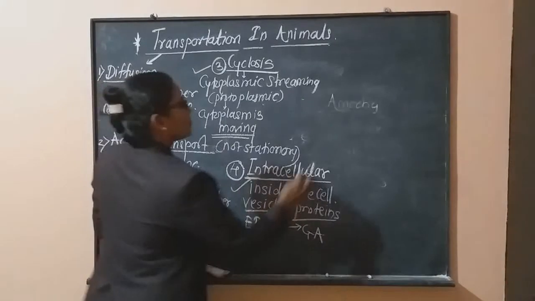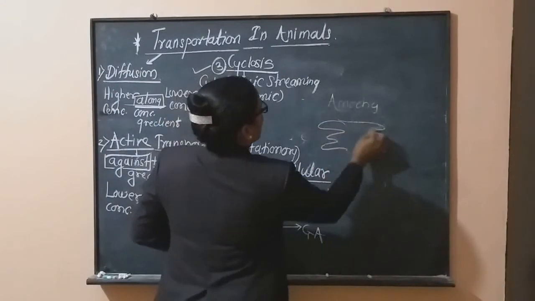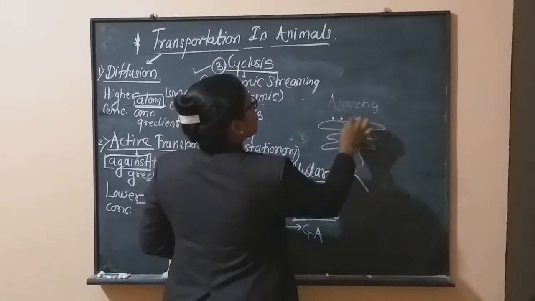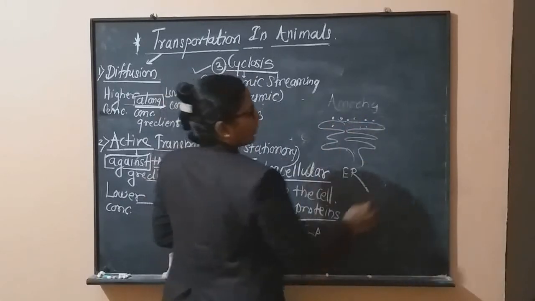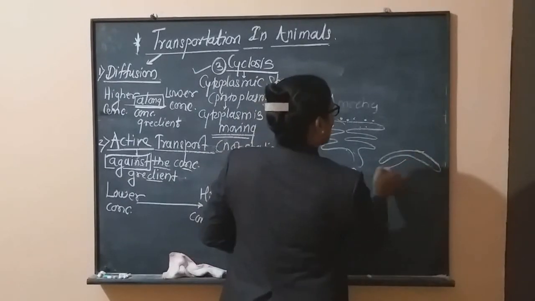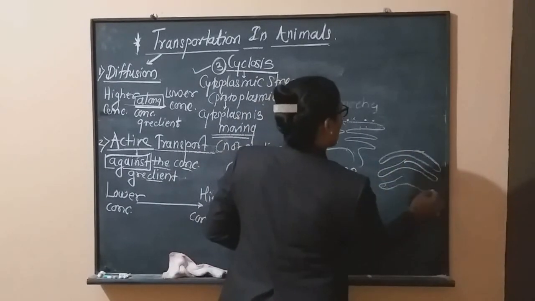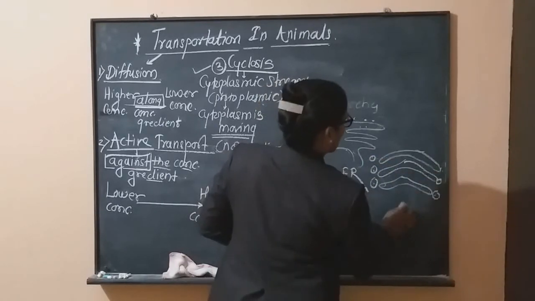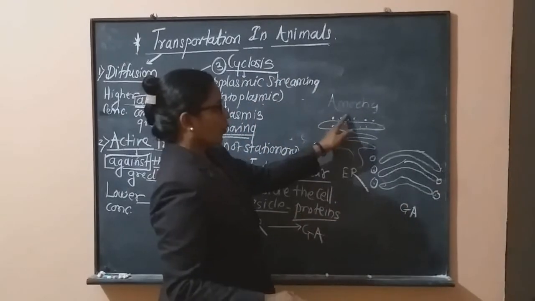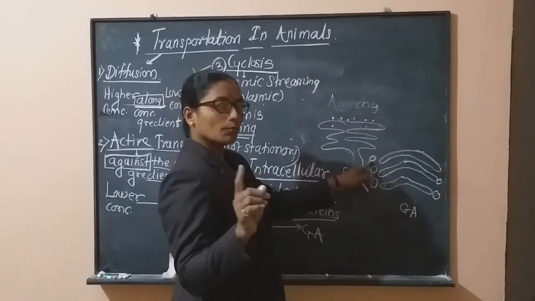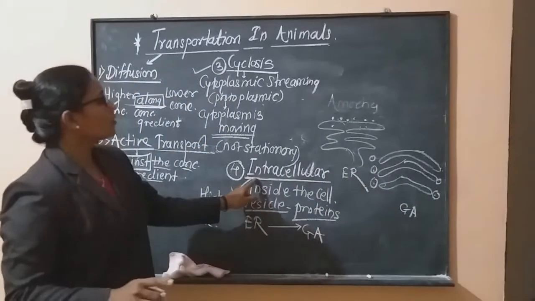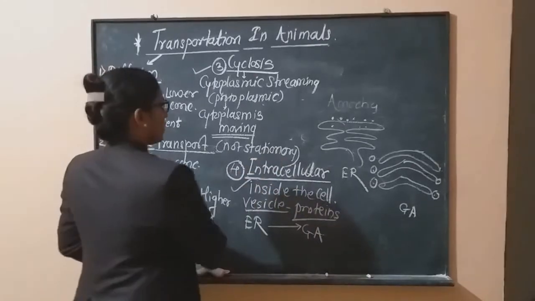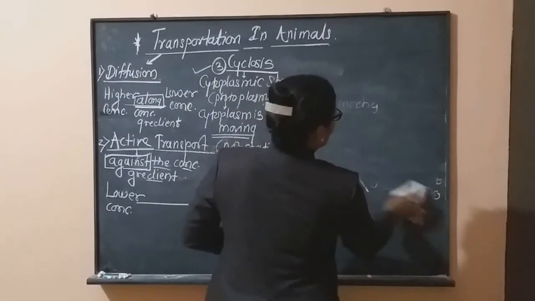For example, this is the endoplasmic reticulum. It consists of such protein particles, and these travel toward the Golgi complex in the form of vesicles. This is the Golgi complex. These proteins are transferred in the form of vesicles. This movement is called intracellular movement, or intracellular transport.